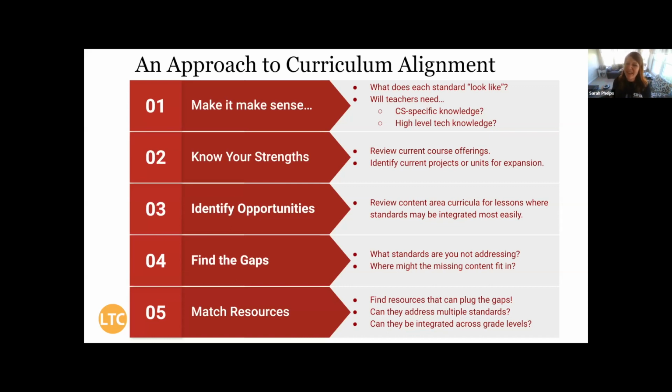As with anything, you can't work with something that you don't understand. So we spent a lot of time breaking down those standards. Hopefully this resource is something that you can come back to and reference. I'm also going to show you that K-12 framework because it also provides some wonderful clarification on some of the ideas that maybe you are not as comfortable with. Know your strengths. What are you already doing?